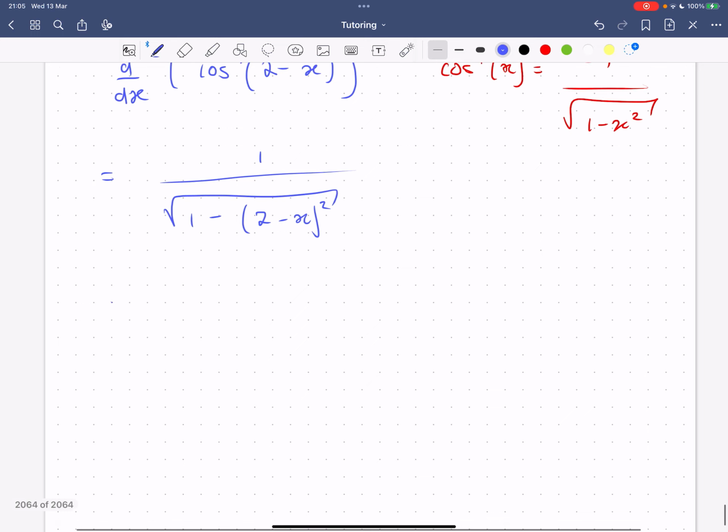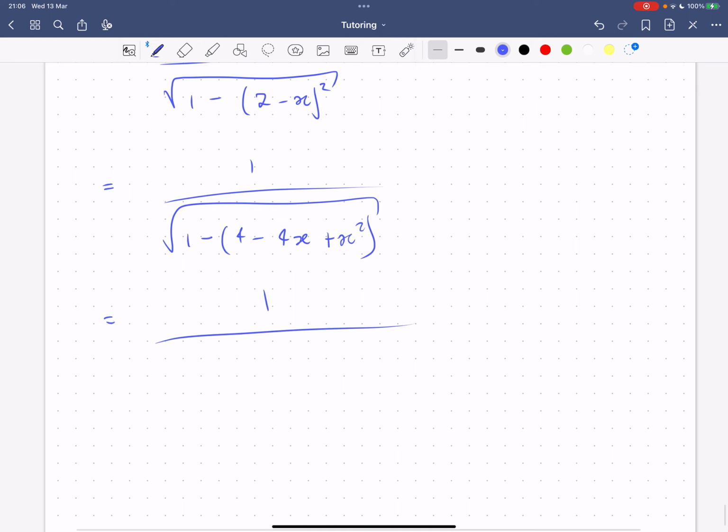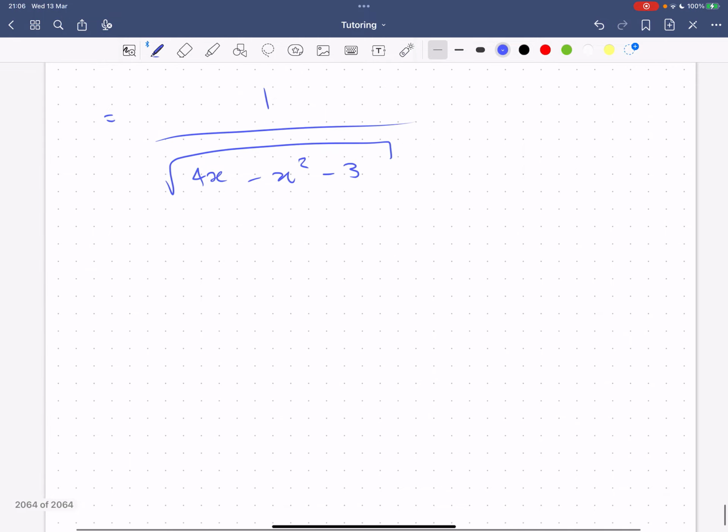Let's expand that. 1 over the square root of 1 minus 4 minus 4x plus x squared, which becomes 1 over the square root of 4x minus x squared minus 3. So that's the differentiation there.